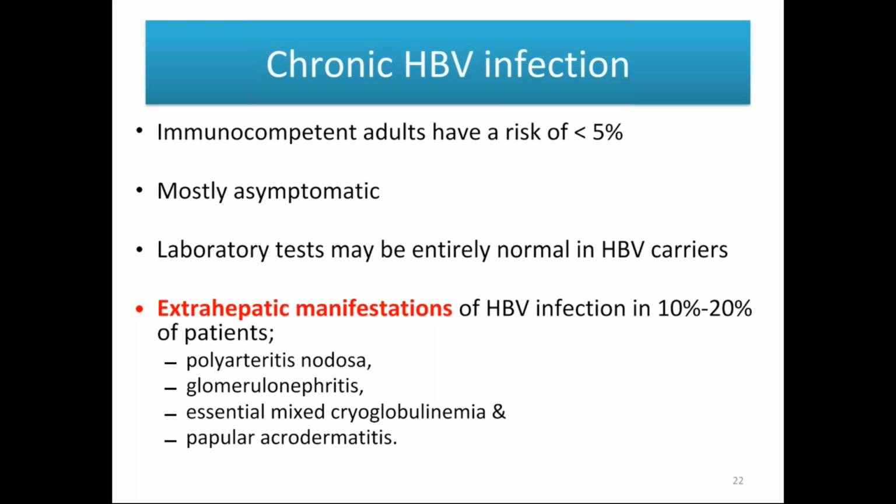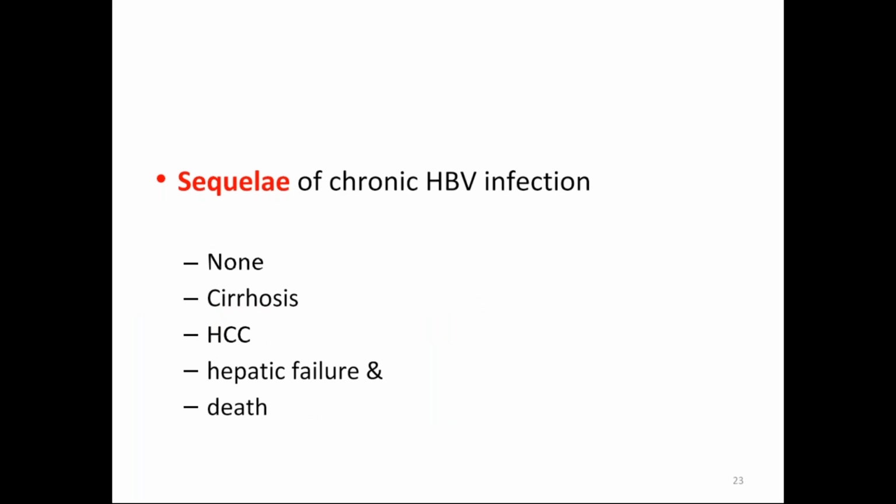So a chronic hepatitis B patient will always be in an immunocompromised state. The other extrahepatic manifestations of hepatitis B virus are polyarteritis nodosa, glomerulonephritis, and papular acrodermatitis. These are some extrahepatic features which are not seen in every patient, but you should be vigilant about these manifestations, which can lead you to an early diagnosis.